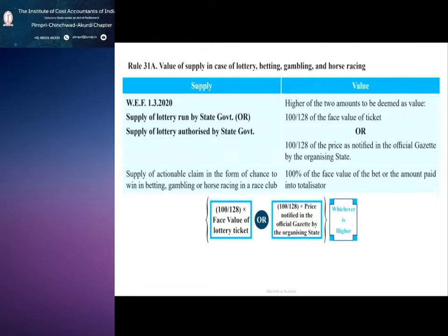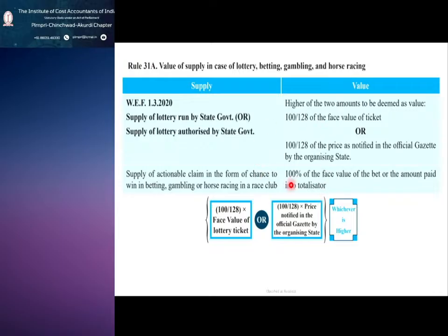For the supply of lottery run by the state government, or authorized by the state government, the value is the higher of two amounts: 100 by 128 of the face value of the ticket, or 100 by 128 of the price as notified in the official gazette by the organizing state. For supply of actionable claim in the form of chance to win in betting, gambling or horse racing in a race club, it is 100% of the face value of the bet or the amount paid into the totalizator.